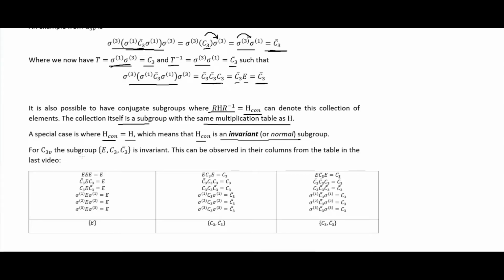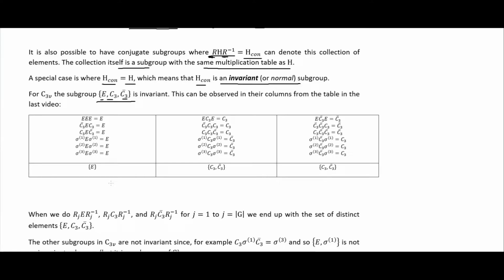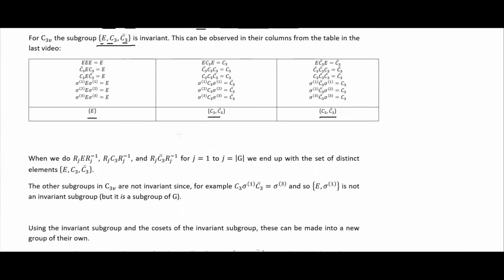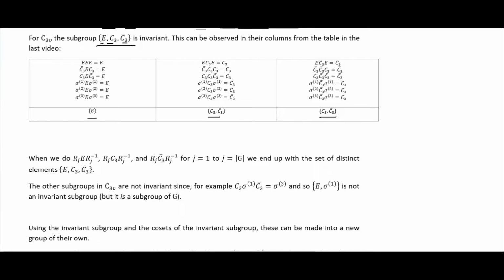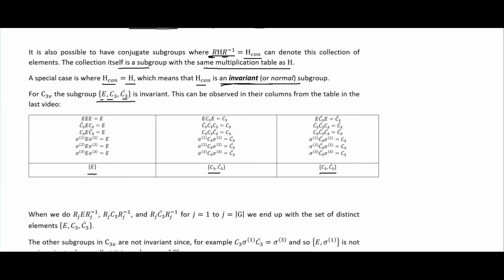And so for the C3V example, we have this subgroup here, and that one is invariant because we see when we do each element in here surrounded by these R's here, so every element of the group, we end up with these three columns here from this table from my last video. And we see we end up with only elements of our subgroup, and so we put those together into a subgroup, because these are all the distinct members that we get from doing this conjugate subgroup here. And so we end up with the same subgroup. So the conjugate subgroup is the same as the subgroup, and so that makes it an invariant or normal subgroup.